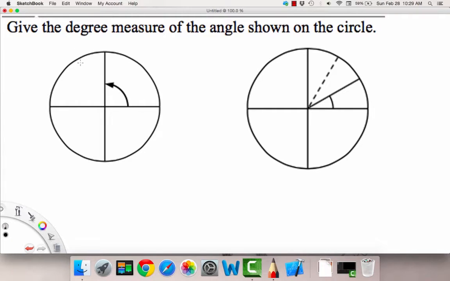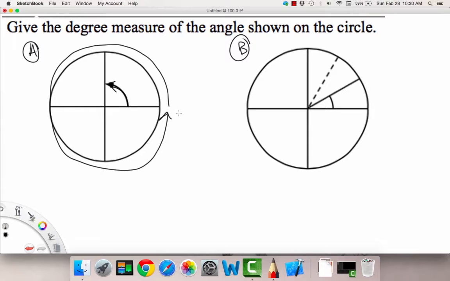Now let's see an example. Here we're going to give the degree measure of the angle shown on these circles. For this first one, we'll call it circle A, and this one is circle B. On circle A, we have this arrow denoting an angle. We said 360 degrees is one trip all the way around, so this is 360 degrees to go one full revolution. To go a quarter of that, we just divide our number by 4. 360 divided by 4 gives us 90 degrees. So that's the measurement of the angle that our arrow is denoting.